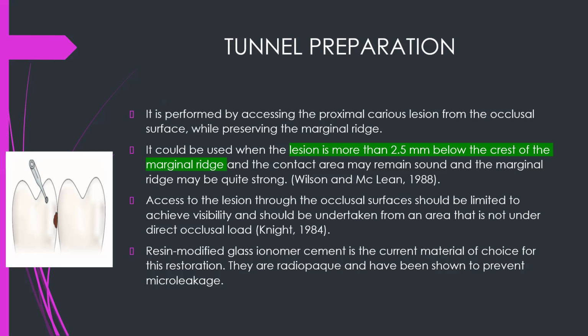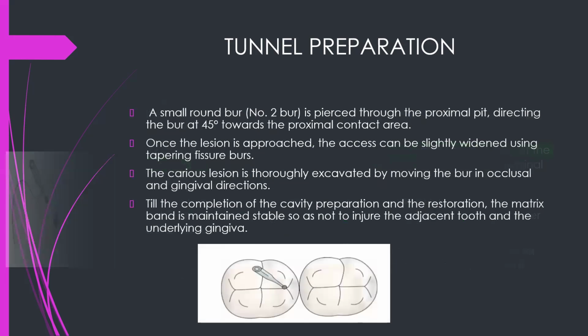And you have to make sure that the access through the occlusal surface should be limited to achieve visibility and should be undertaken from an area that is not under direct occlusal load. The material of choice here is a resin modified glass ionomer cement, because it has fluoride release along with good strength and abrasion resistance.